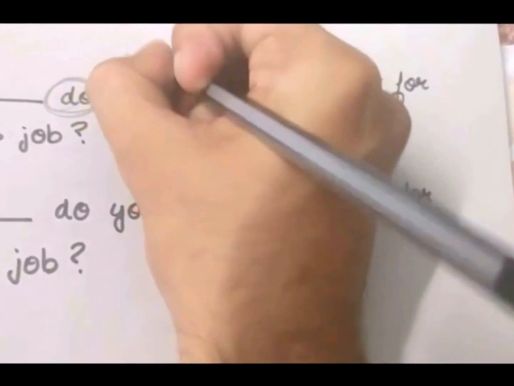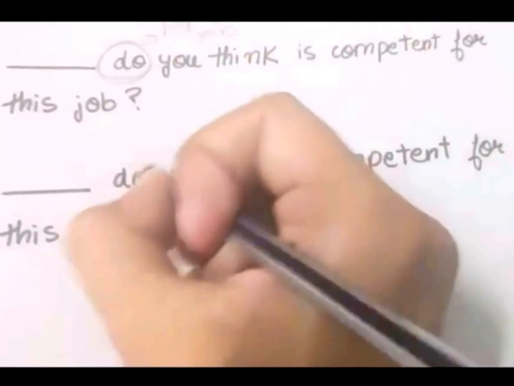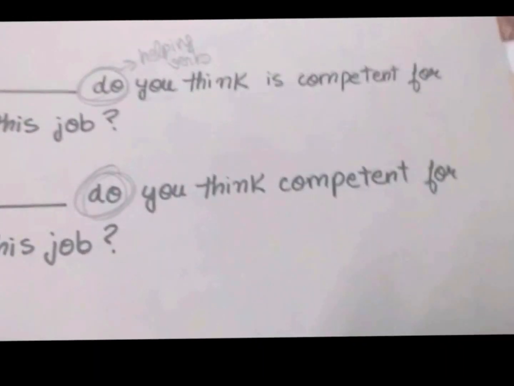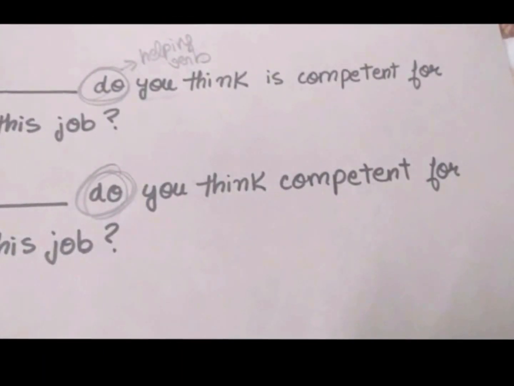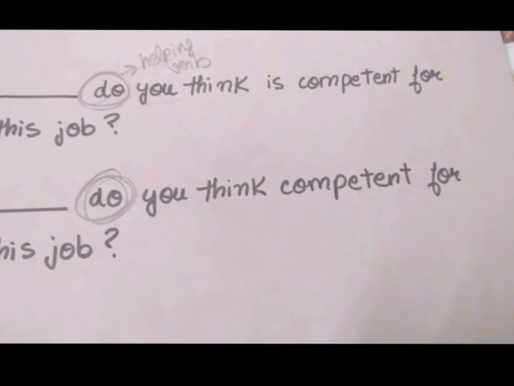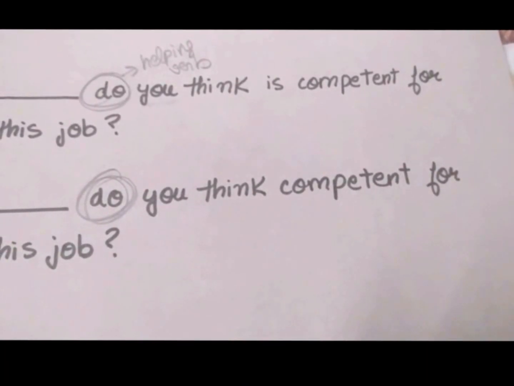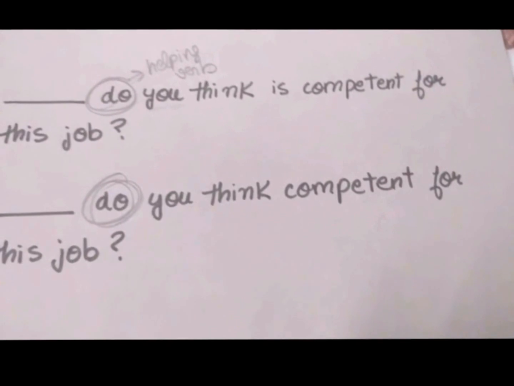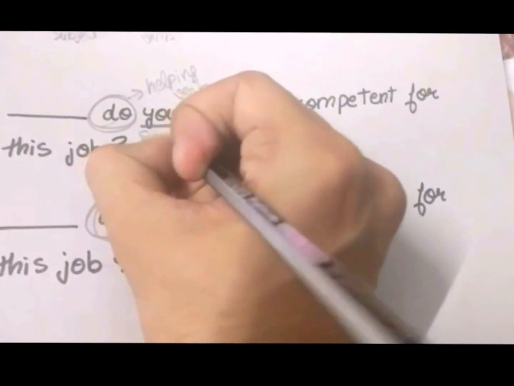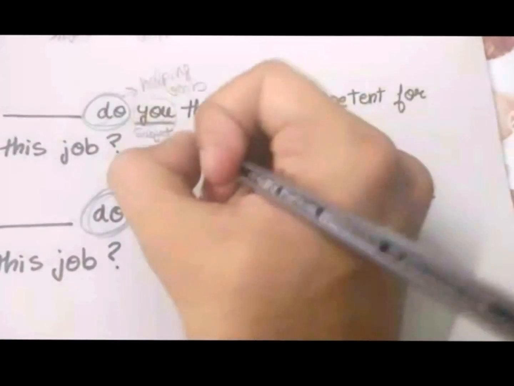So let's break these now. Okay, so this do here is called the helping verb. In both these cases, the do is the helping verb. Now let's focus on the first sentence. As I told, we just have to focus on the blank: do we require a subject there or an object? So we need to see whether there is any verb that doesn't have any subject in the remaining sentence. Let's break it down. The you here is the subject, right? And the verb to this subject is think.